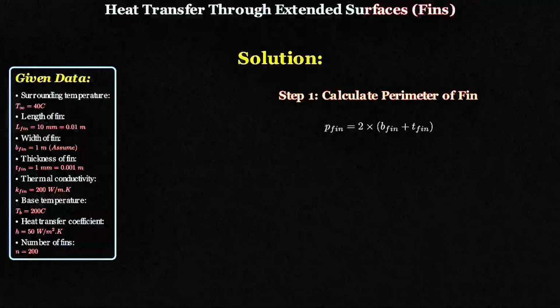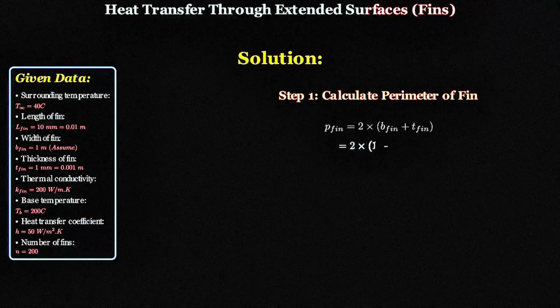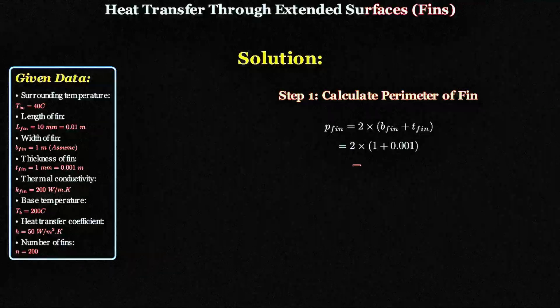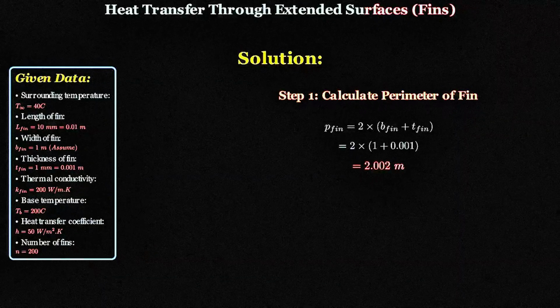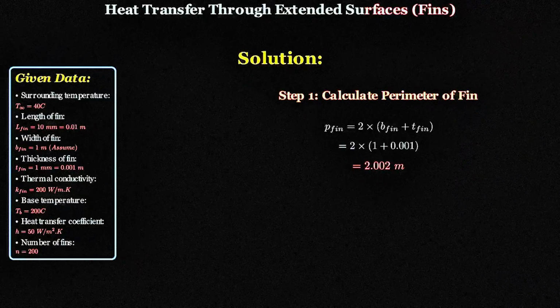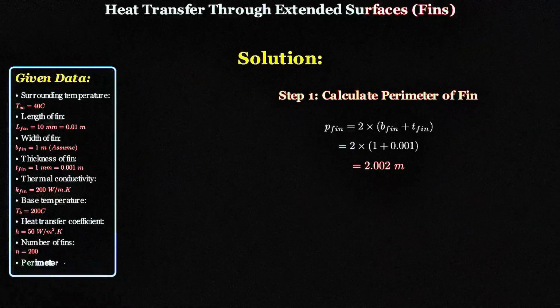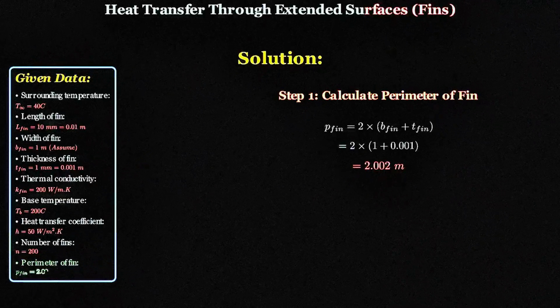The perimeter of our rectangular fin is 2 times the sum of width plus thickness. Substituting our values, 2 times (1 plus 0.001). This gives us 2.002 meters. We'll record this calculated value. The perimeter of the fin is 2.002 meters.